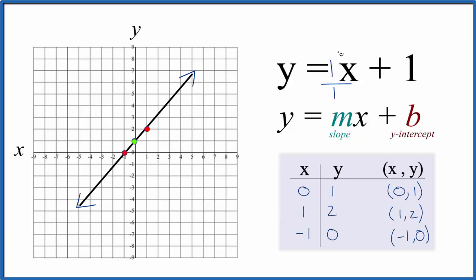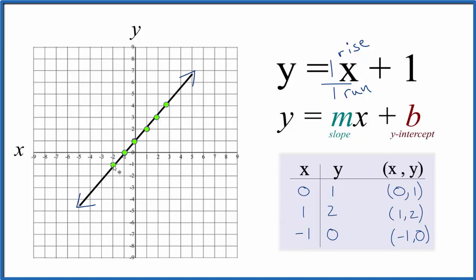But now we have rise over run. So we could rise 1 and go over 1. So let's go to our y-intercept. We rise 1, we go over 1. Just keep doing this. Rise 1, go over 1. And likewise, we could go in the opposite direction. We could go down 1, over 1, the opposite direction, down 1, over 1.